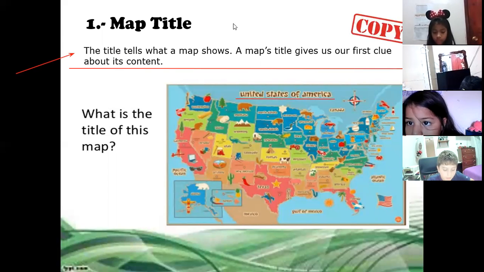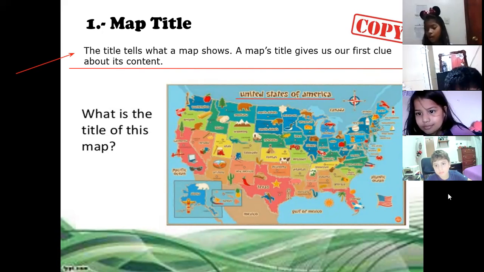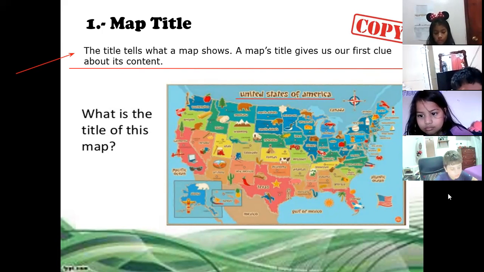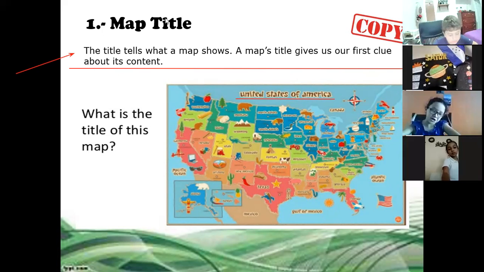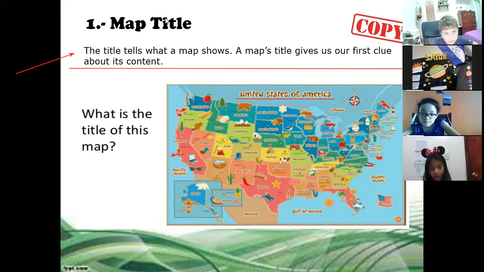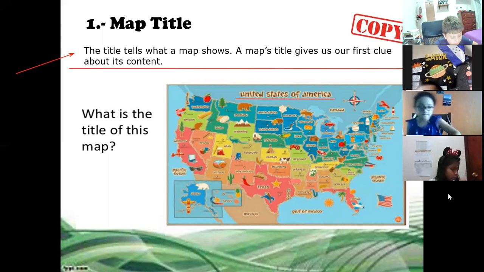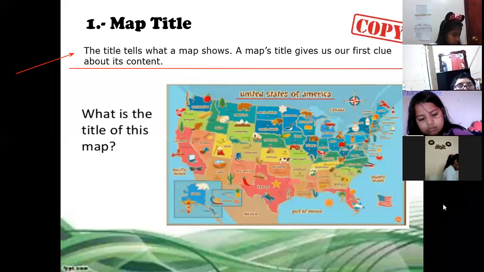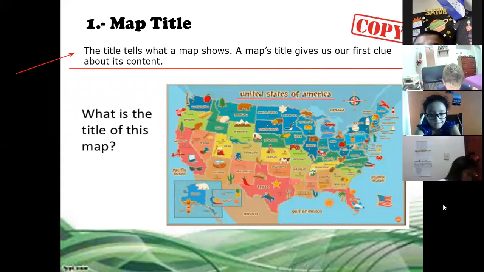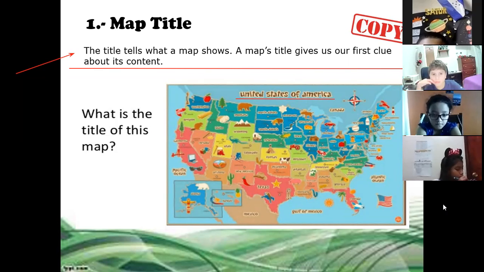Did you finish copying, class? No, miss. Yes, I finished copying, miss. Who is copying? Diego is copying. I finished the first part that says the title tells what a map shows. Okay, that's the information you need to copy.